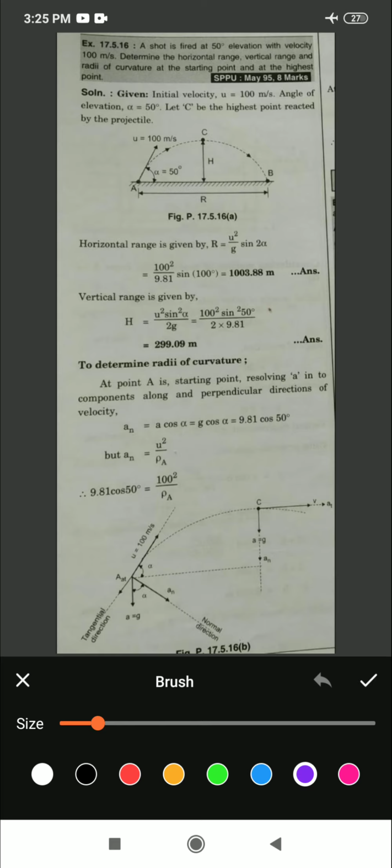We know that normal acceleration is defined as v square upon rho. As A is the initial point, there is the initial velocity. That's why we can write this equation as an equals v square, that is u square upon rho A. By substituting the value of an as 9.81 cos 50, we can find out the rho A.